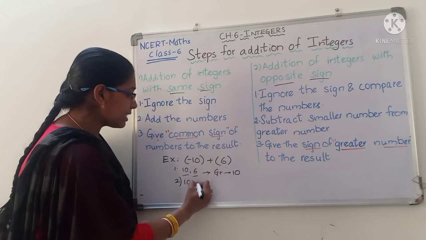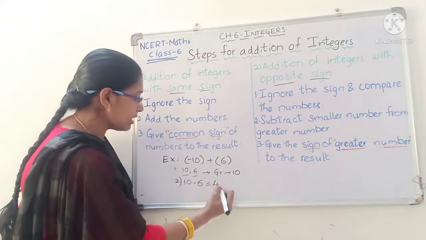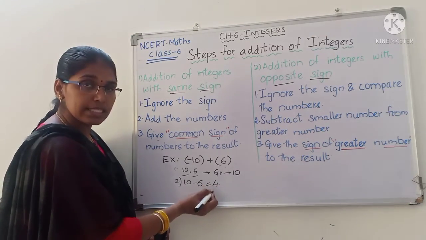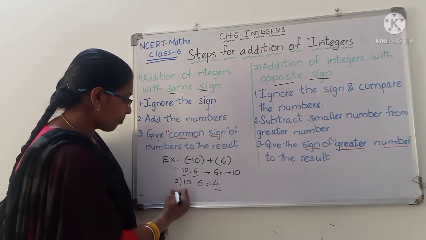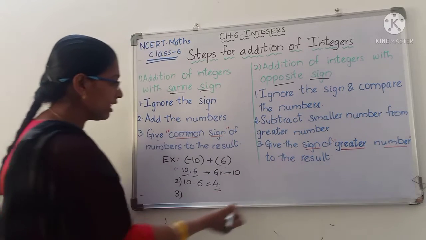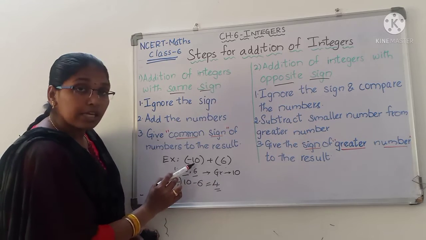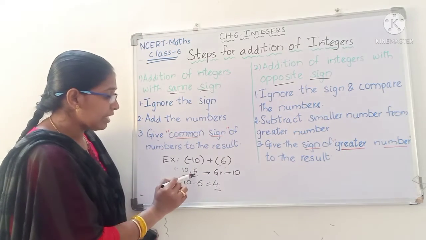So, you subtract 6. 6 is a smaller number from greater number, you got 10 minus 6. So, the result you got in step 2 is 4. In the third step, give the sign of greater number to the result. What is the greater number here? Greater number is 10. So, ignore the sign and you compare the numbers.